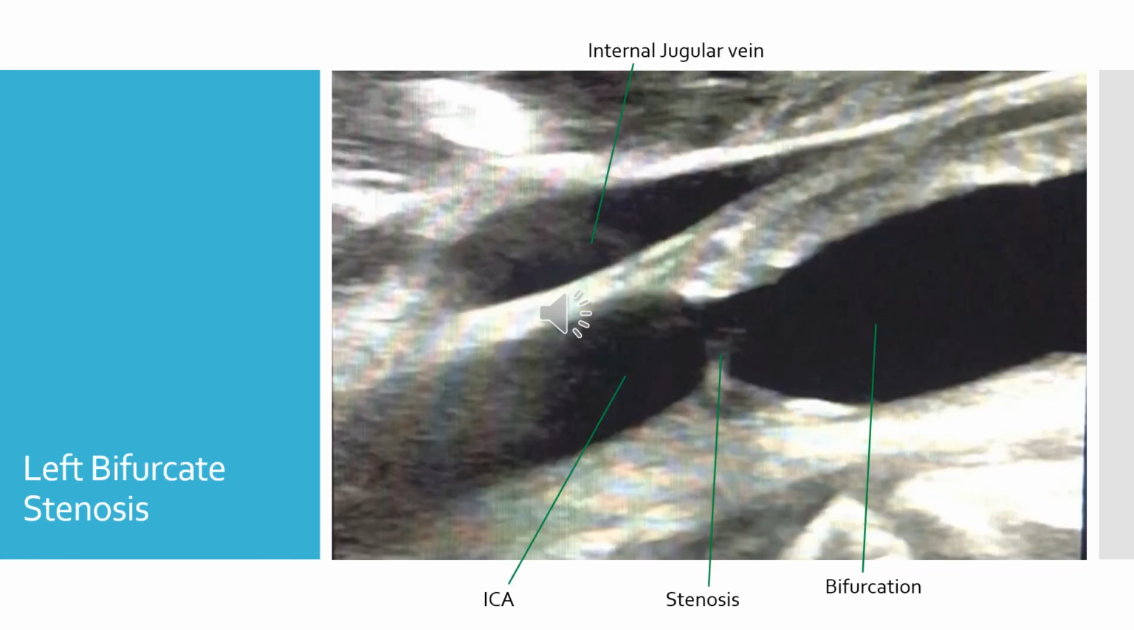Here you can see a still image of the stenosis in the left bifurcation of the common carotid. The narrowing shows up more white in the middle of the black vessel. At this point is where the left common carotid splits into the internal and external carotid arteries. You can see the internal jugular vein sitting superior to the internal carotid artery.